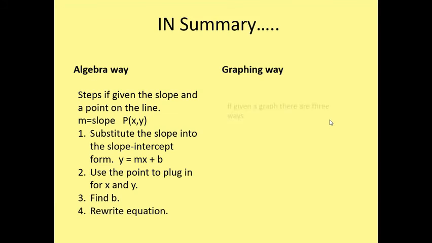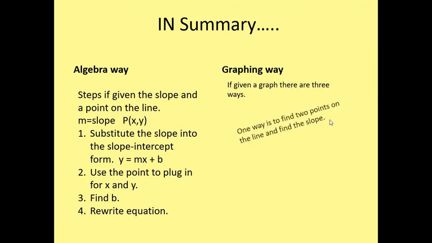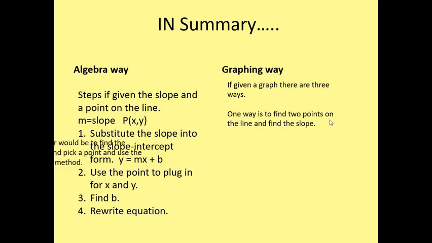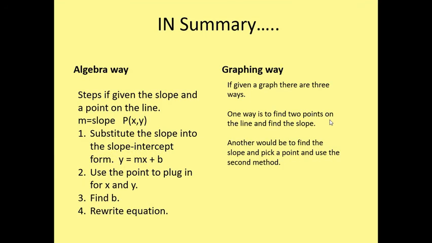If you are given a graph, there's three ways of finding your equation. One way is to find 2 points on the line, find the slope, then use one of those 2 points to find the slope-intercept form. Another way would be to find the slope and then pick a point and use, again, your method to find b and then rewrite your equation. The third method would be to find the slope and the y-intercept and then just plug them directly into the equation y equals mx plus b.